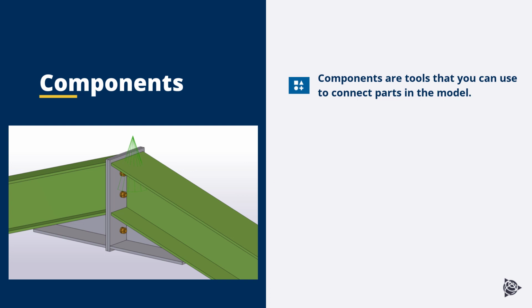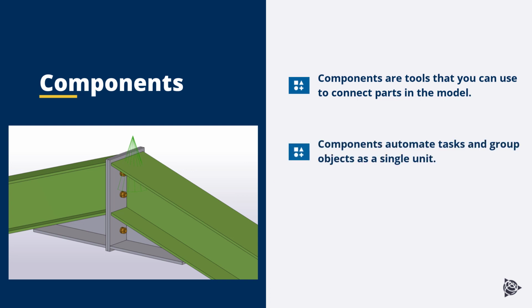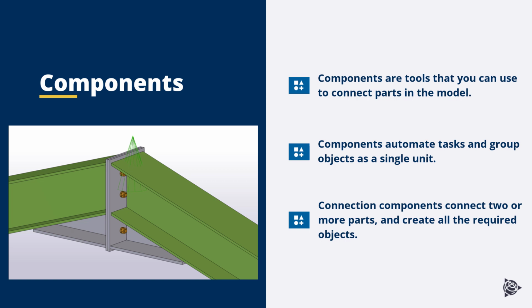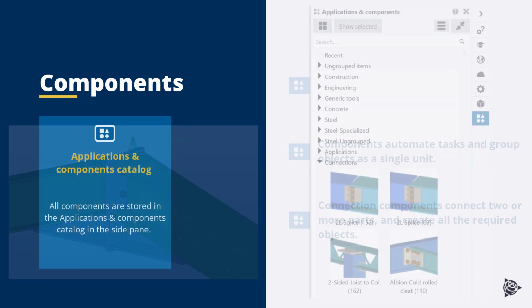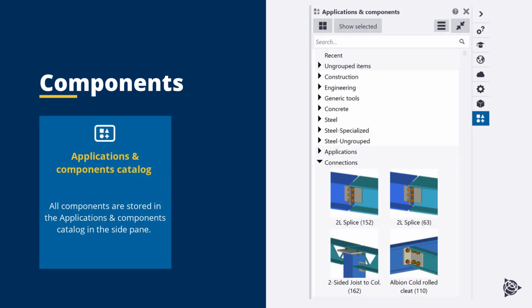Components are tools that you can use to connect parts in the model. Components automate tasks and group objects so that techless structures treats them as a single unit. Connection components connect two or more parts and create all the required objects, such as cuts, fittings, parts, bolts, and welds. All components are stored in the Applications and Components catalog in the side pane.